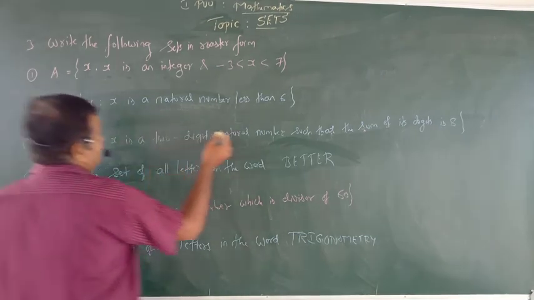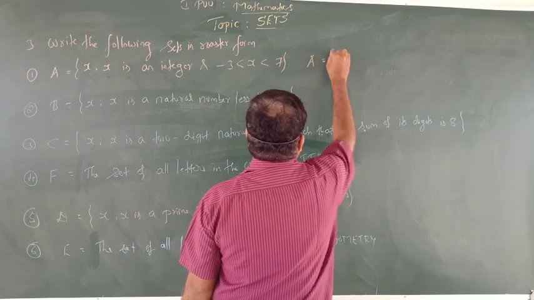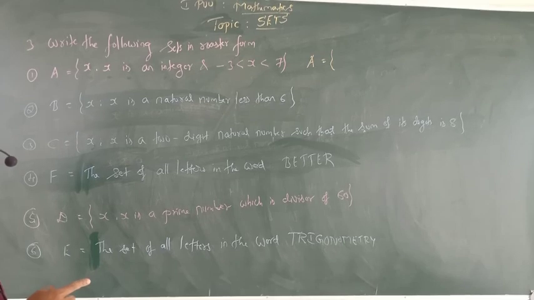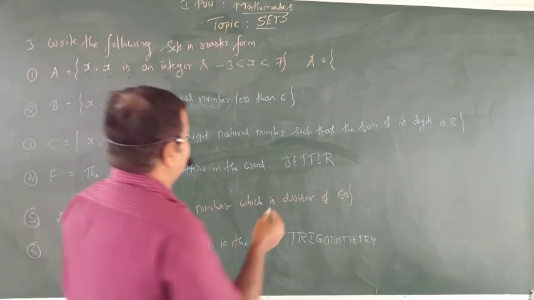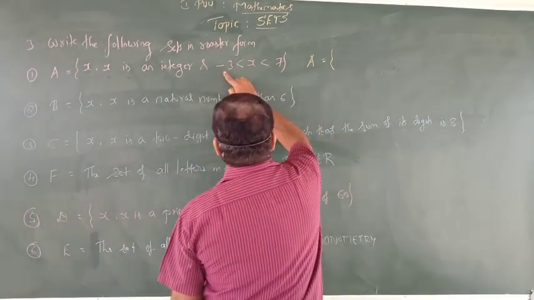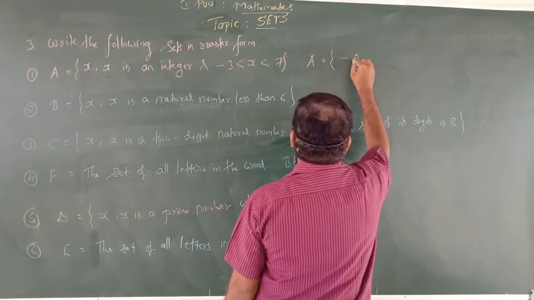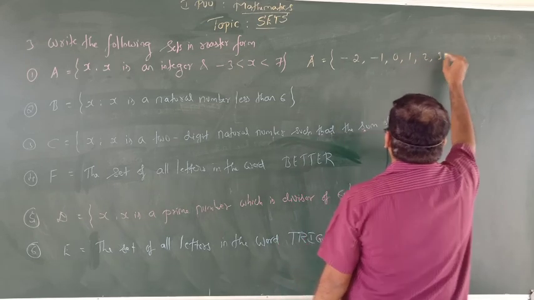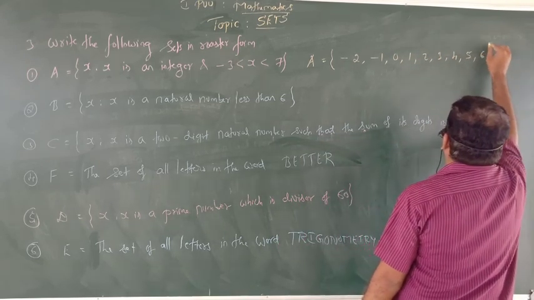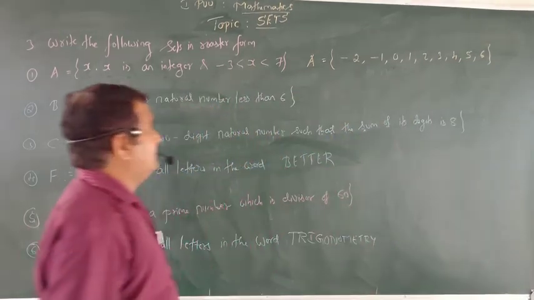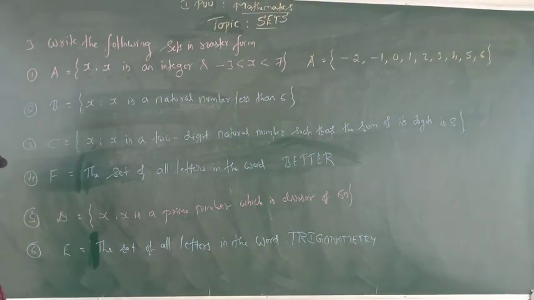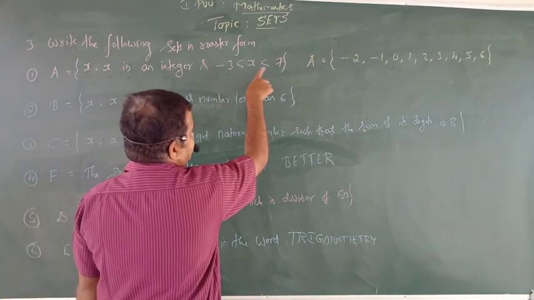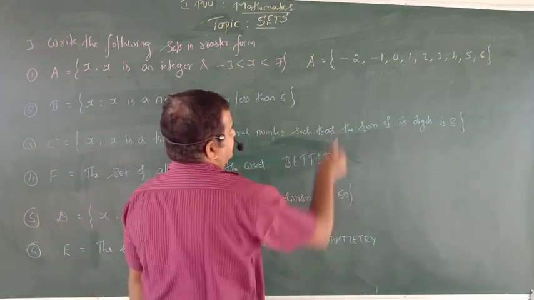So it can be written as set A equals the elements which are greater than minus 3 and less than 7. It should be an integer. As you know, integers start from minus 3, so I can go for minus 2, minus 1, 0, 1, 2, 3, 4, 5 and 6. Stop there because it is strictly less than 7. So these are the elements that can be written in the roster form. For the first one, x such that x is an integer, with the condition minus 3 less than x less than 7, we are going to have these elements.